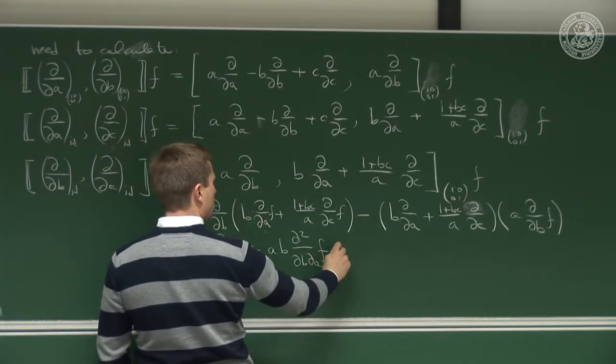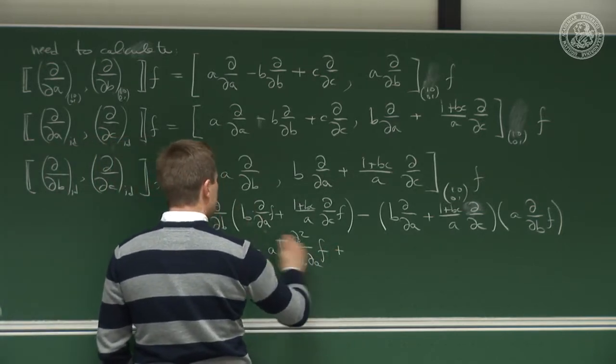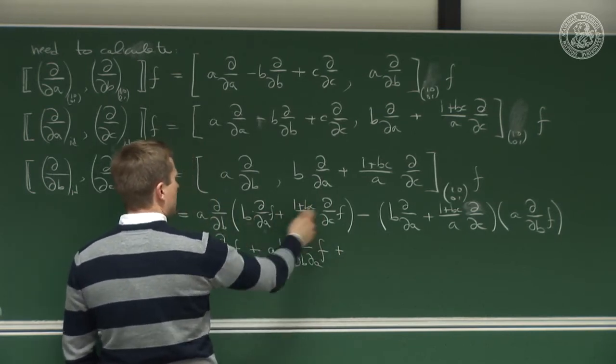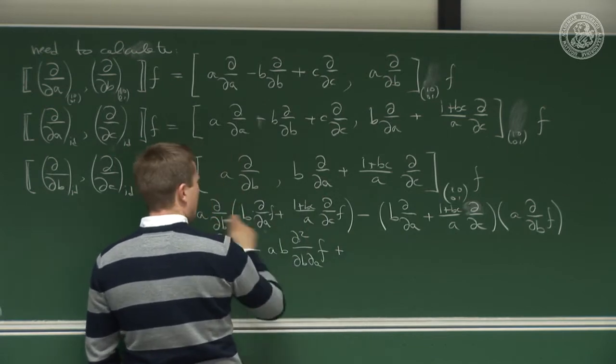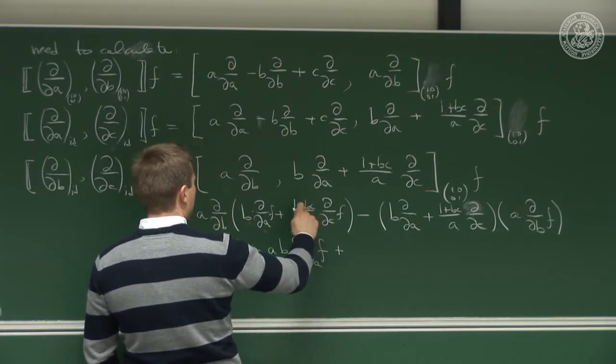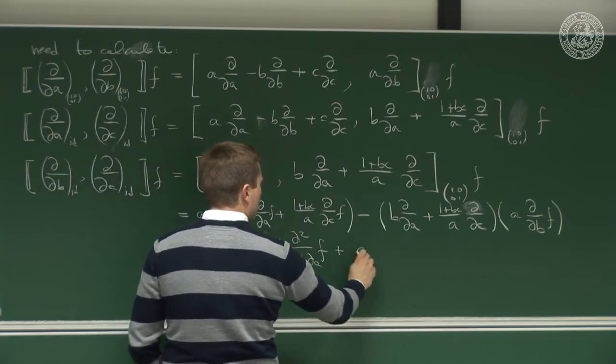Now we continue. This is plus. Now this acts on this. Same game. There's a b in here, so you have to take this derivative. The a goes against this a. We derive with respect to b, so what remains is a c.